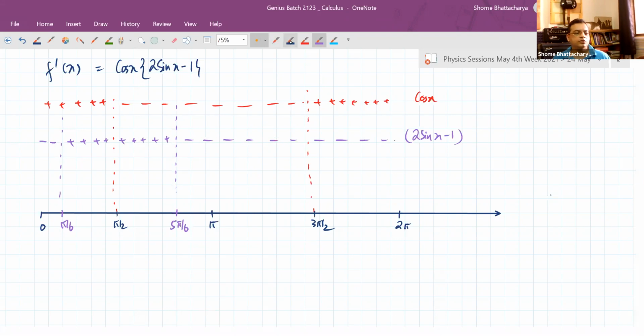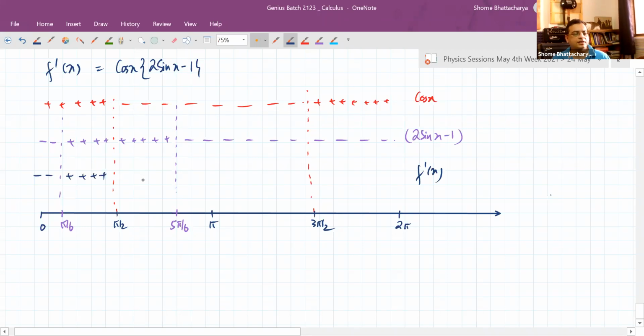Okay. So now when we look at the product of these two, which is our f prime x, we can see that in this interval, up to 30 degrees, cos x is positive, but 2 sin x minus 1 is negative. So their product is negative. Now when we go beyond 30 degrees, up to 90 degrees, cos is also positive, 2 sin x minus 1 is also positive. So their product is positive.